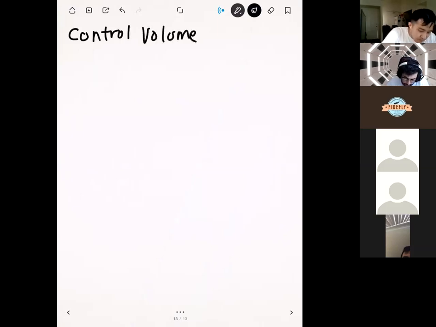What's common for fluids, and this will actually be the subject for the next two and a half, three weeks, is a control volume approach. The difference between a system and a control volume is that a control volume is a fixed region in space.